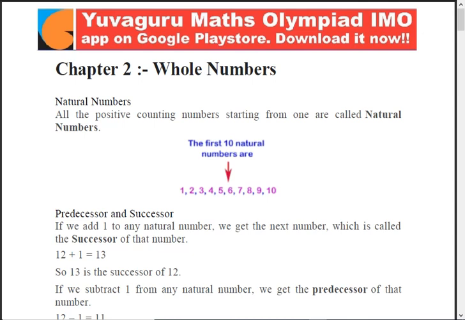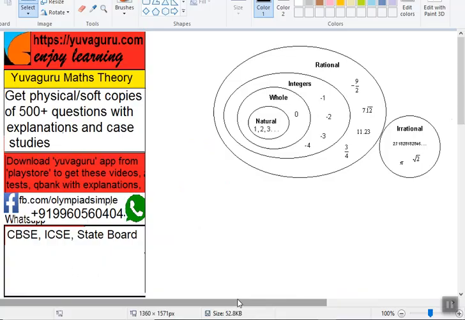So let's start. Firstly, what are natural numbers? Natural numbers means starting from 1, all the numbers up to infinity: 1, 2, 3, 4 up to infinity. Okay, these are natural numbers. Then what are whole numbers? Whole numbers means starting from 0. So say this: natural 1, 2, 3. If you add 0 to it, it becomes whole.